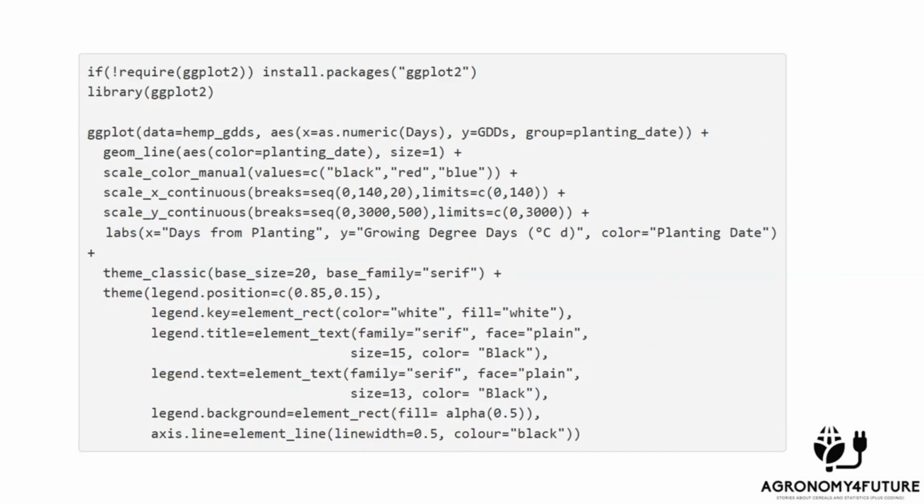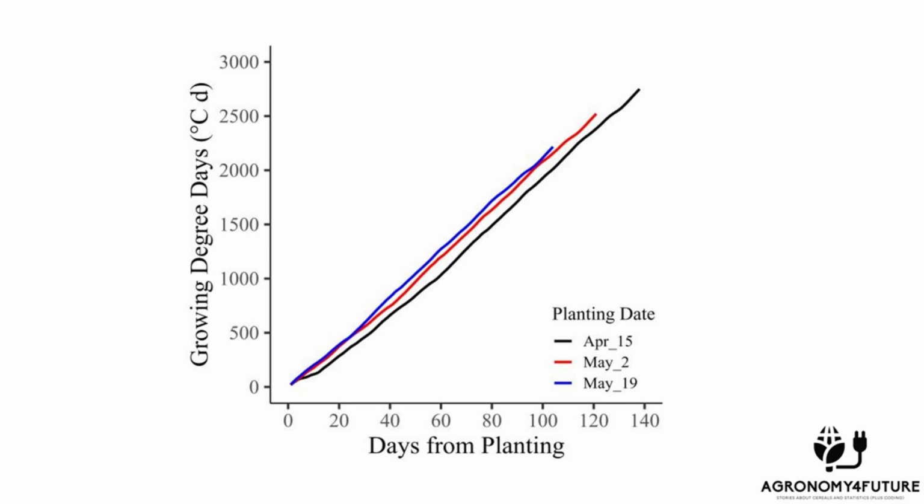Let's visualize this data. It shows different growing degree days per each planting date. Therefore, this code works well.